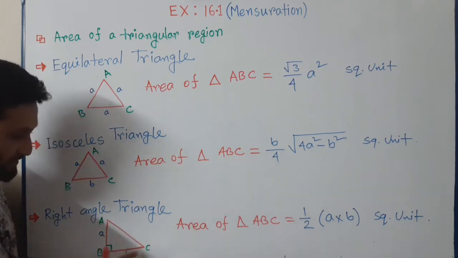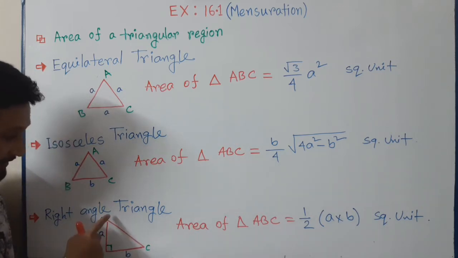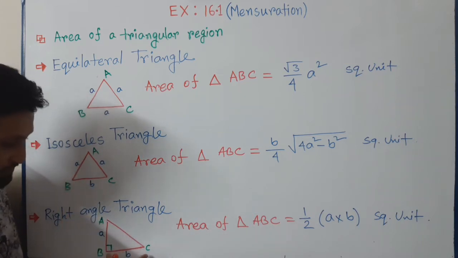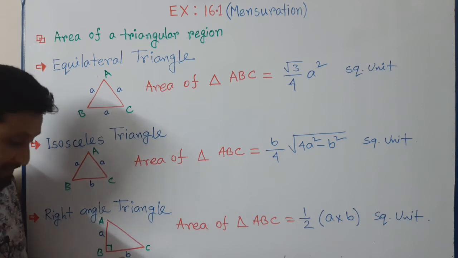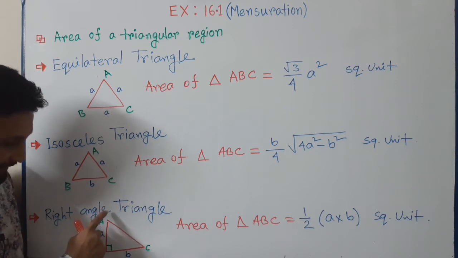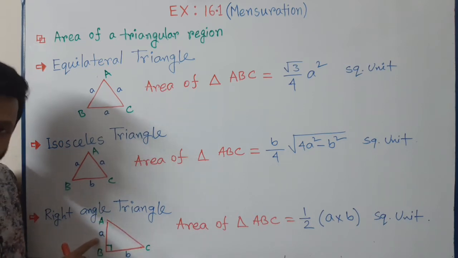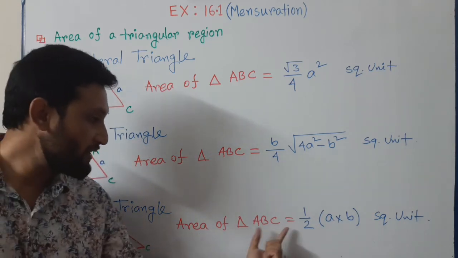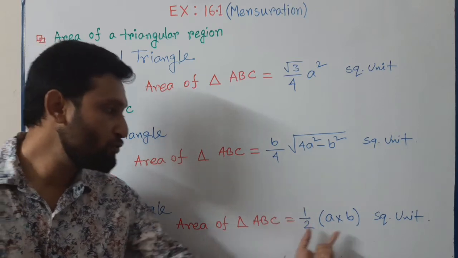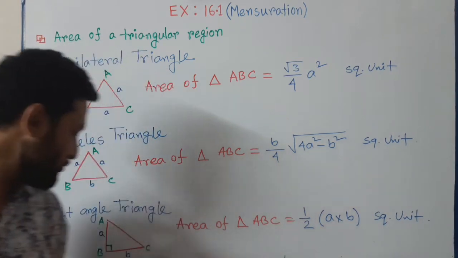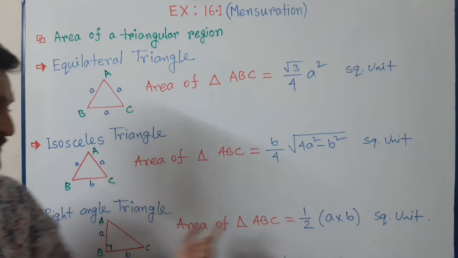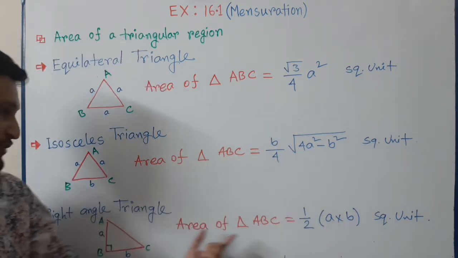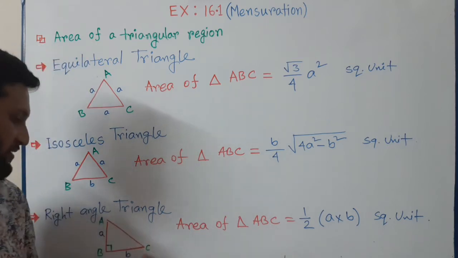Suppose ABC is a right angle triangle where two adjacent sides AB and BC are given. Suppose BC side length is B and the adjacent side length AB is A. So the area of right angle triangle ABC is half of two adjacent sides, A into B, square unit. This is the area of a right angle triangle ABC.